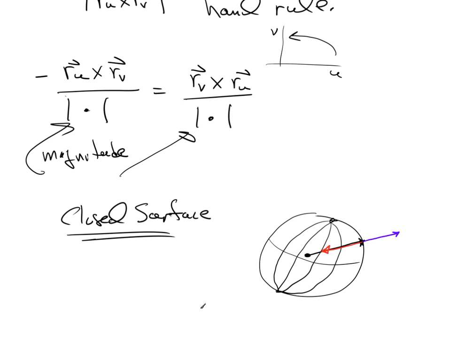Now, as a matter of convention, for the normal vector going outward, we think of this as the positive orientation. And for the normal vector going inward, we think of this as being the negative orientation. And that really is simply a matter of convention.